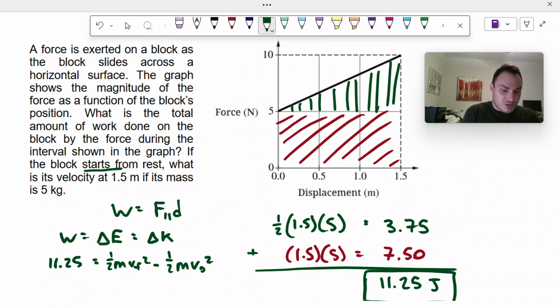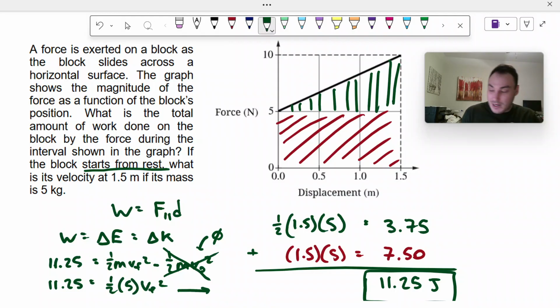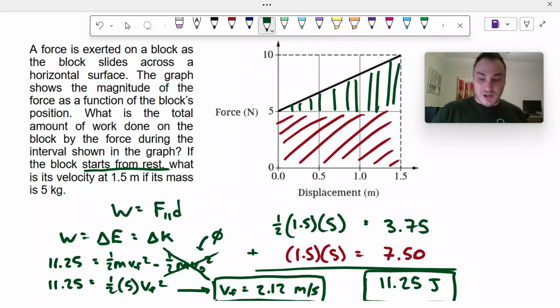The block does start from rest, which means the initial velocity is 0, so the initial kinetic energy is 0, so 11.25 is going to equal 1/2, the mass is 5. We're solving for the final velocity, and if we put that in our calculator, we get a final velocity equal to 2.12 meters per second. Work energy theorem question there.